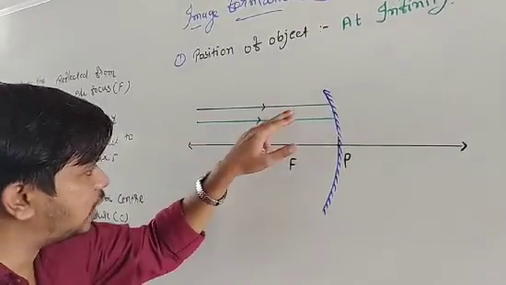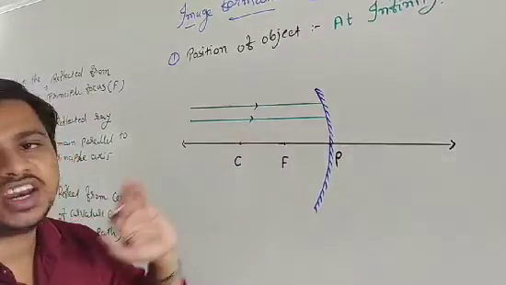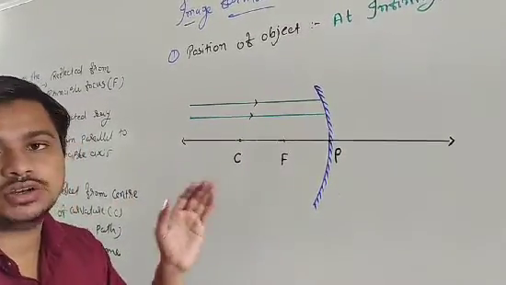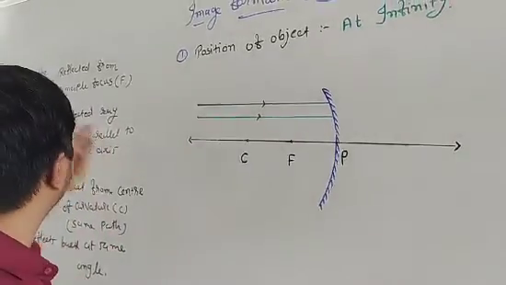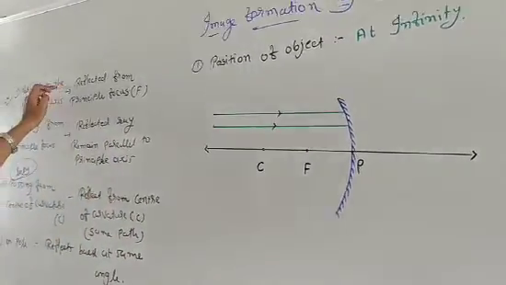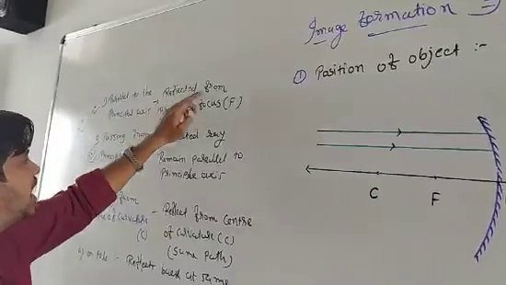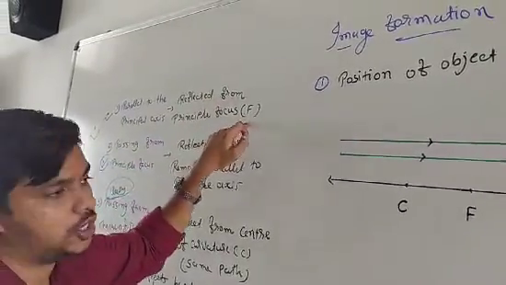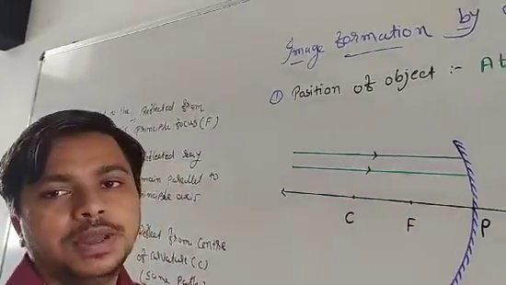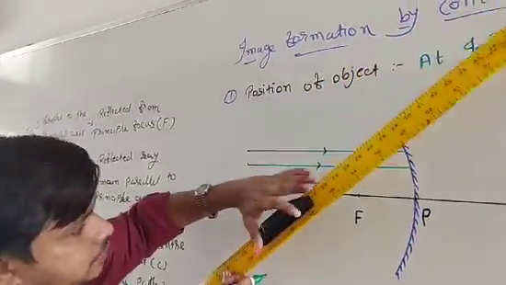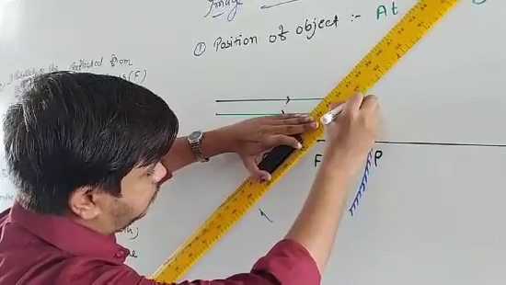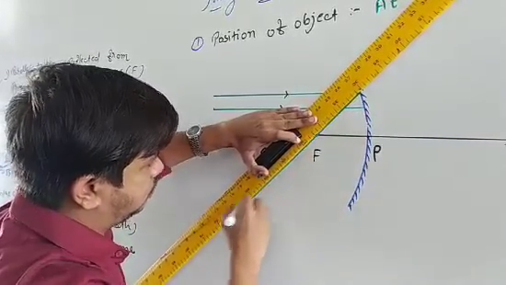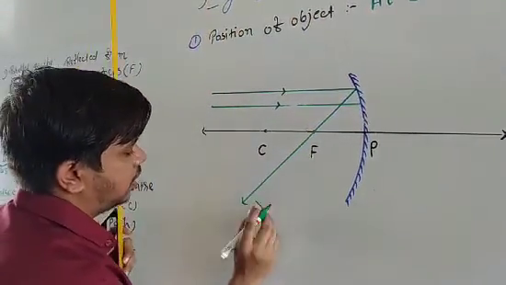If this ray is parallel to the principal axis, then after reflection, which direction will it go, or through which point will it go? You can say that it passes through here. Parallel to the principal axis, then it reflects through the principal focus. So you have to pass it through the principal focus. So here is a reflected ray.